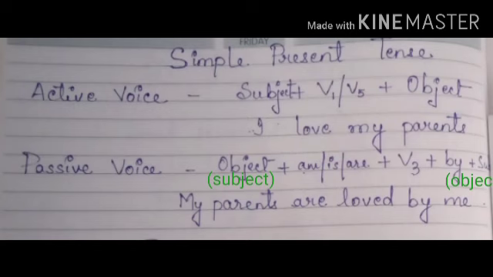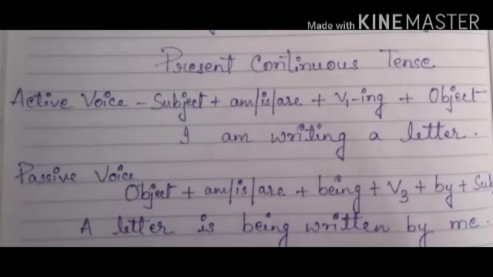Clear? Now in case we have present continuous tense, what is the structure? In the active voice, the structure is subject plus am, is or are, that is the helping verb. Then you have verb plus ing, V1 plus ing plus object. For example, I am writing a letter. I here is a subject, then you have the helping verb am, then you have the main verb in continuous, that is writing, V1 plus ing, plus an object, that is a letter.